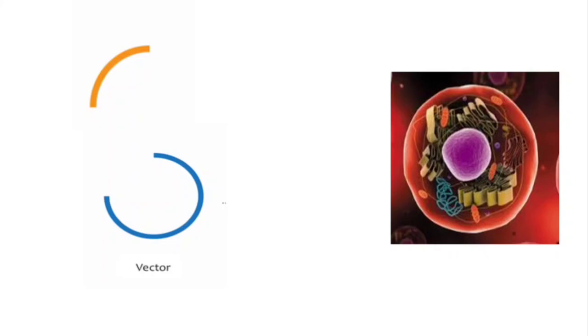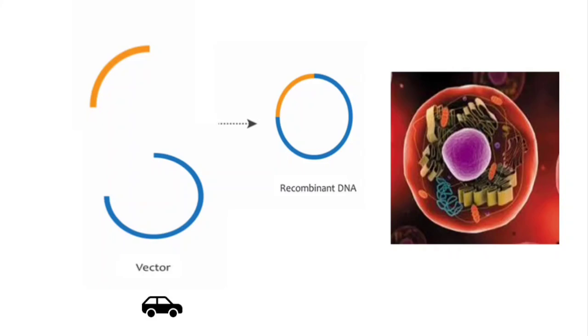So we cut these both with the same restriction endonuclease, and then we join them with the help of DNA ligase. When we join these both, we get a recombinant DNA, and this recombinant DNA is then put into the host. So this vector acts as a transporter. It takes our gene of interest and puts it into the host where we wanted it to get multiplied.